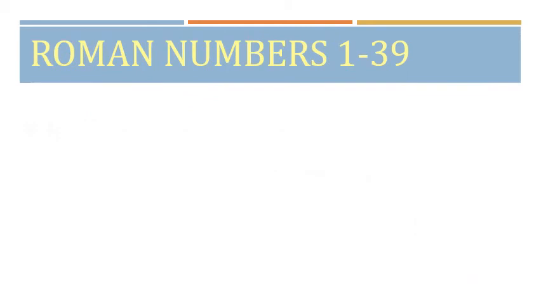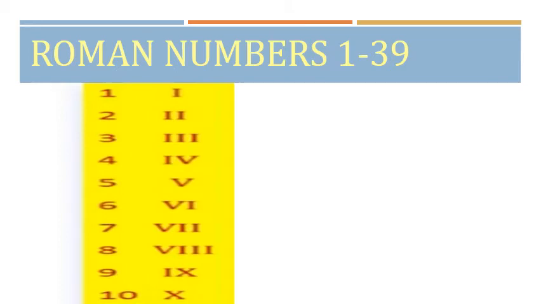Now we'll see how to write Roman numbers 1 to 39. How we can write it. You have numbers 1 to 10 in front of you. 1 stands for I. So when we repeat I, it will become 2. Repeated 3 times gives us 3. And as we know, V stands for 5. So 5 minus 1 gives us 4.